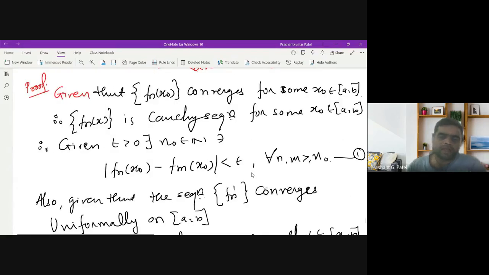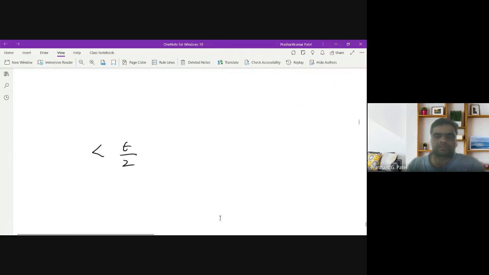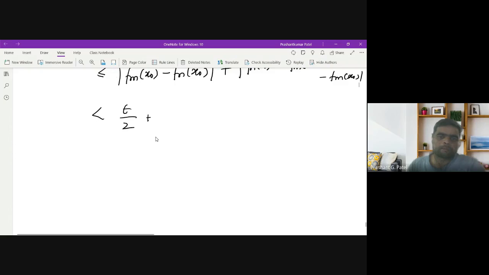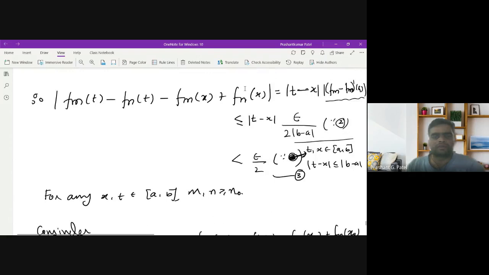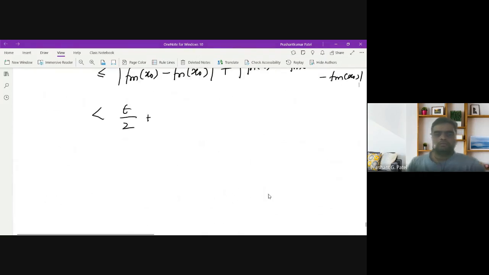So here I am adjusting this epsilon as epsilon by 2. Due to this, you can say that Fn(x0) minus Fm(x0) is less than epsilon by 2 for every n, m for fixed n0, and plus, for the statement number 3 that we have here, that is also less than epsilon by 2, and that is equal to epsilon for every n, m greater than or equal to n0 and for every x belongs to [a, b].